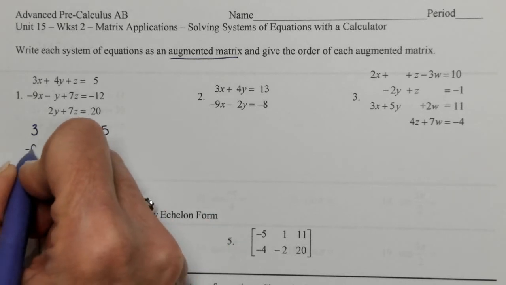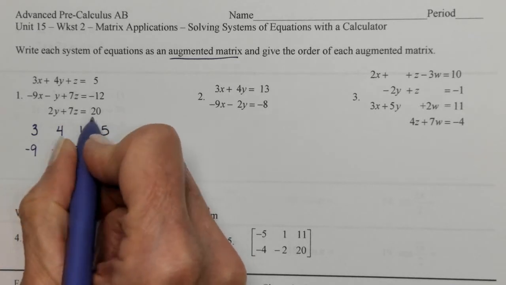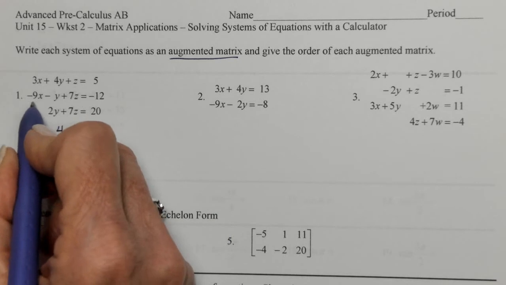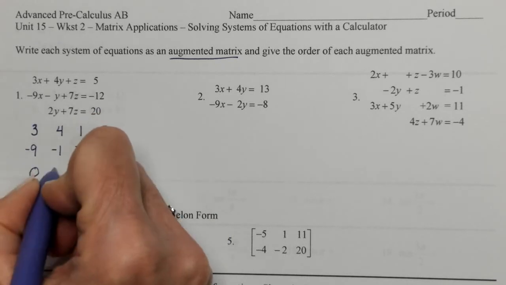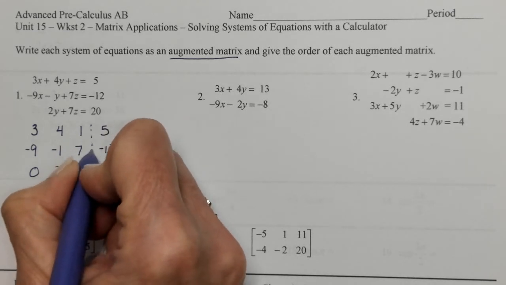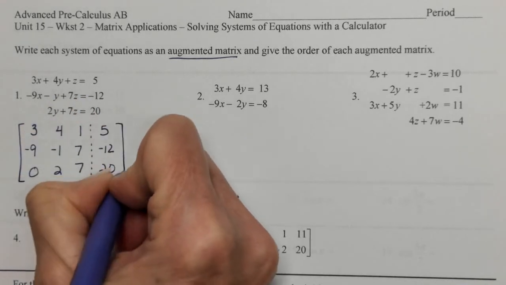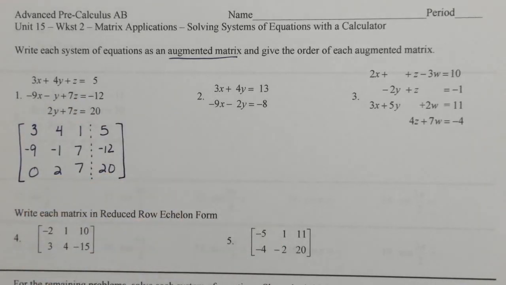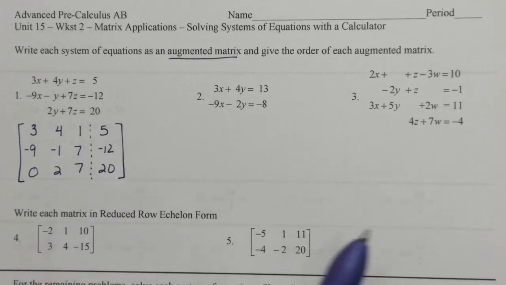So then we'll have a -9, a -1, a 7, and a -12. There is no x term. That means its coefficient has to be a 0, then 2, 7, and 20. And what we do is we put a little dotted line through there to remind ourselves, yes, there is an equal sign. And that is the augmented matrix. That is what we'll put into our calculator, except we're not going to be able to put in that dotted line.